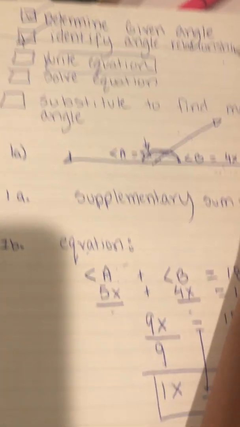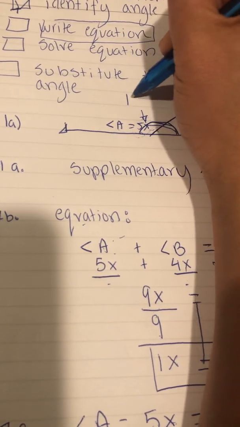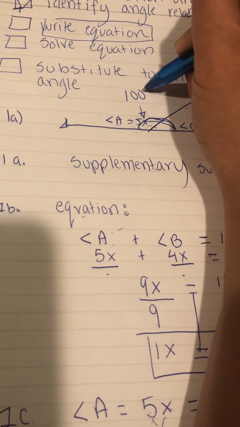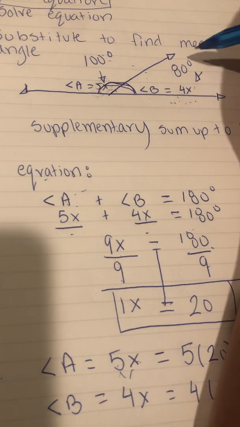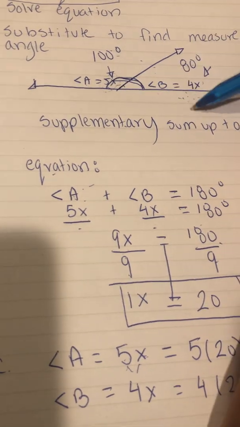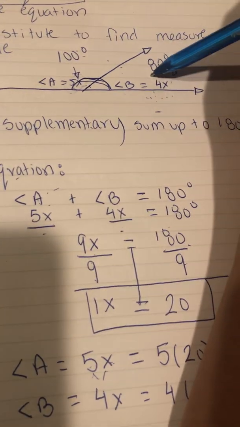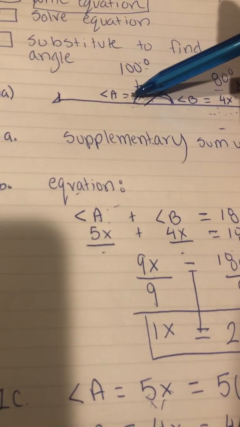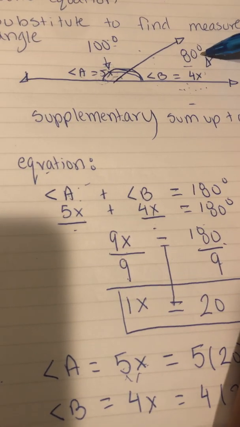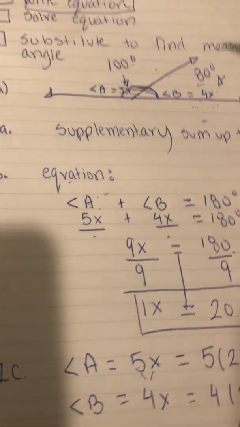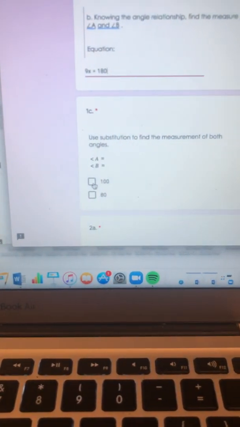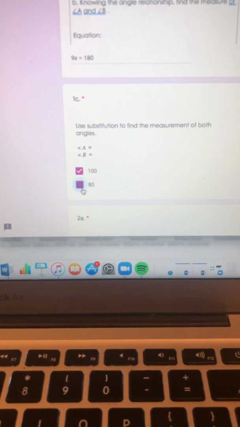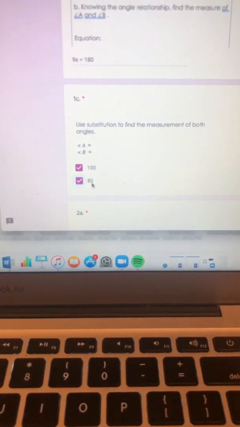So in my diagram, I'm going to put 100 degrees because now angle A is 100 and angle B is 80. Now this makes sense because supplementary angles sum up to 180 degrees. So angle A is 100, angle B is 80. Together they make 180, so my answer actually makes sense. So what I want you to do right now is go ahead and just click 100 because angle A was 100 and 80 because angle B was 80.